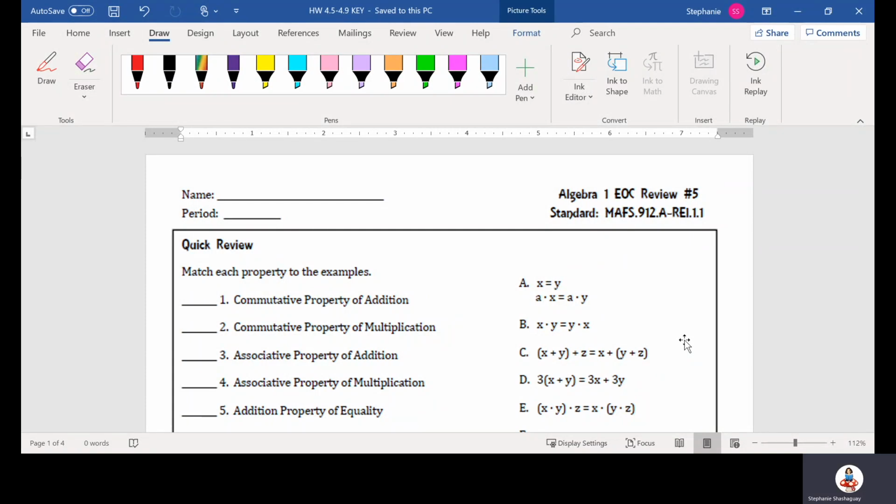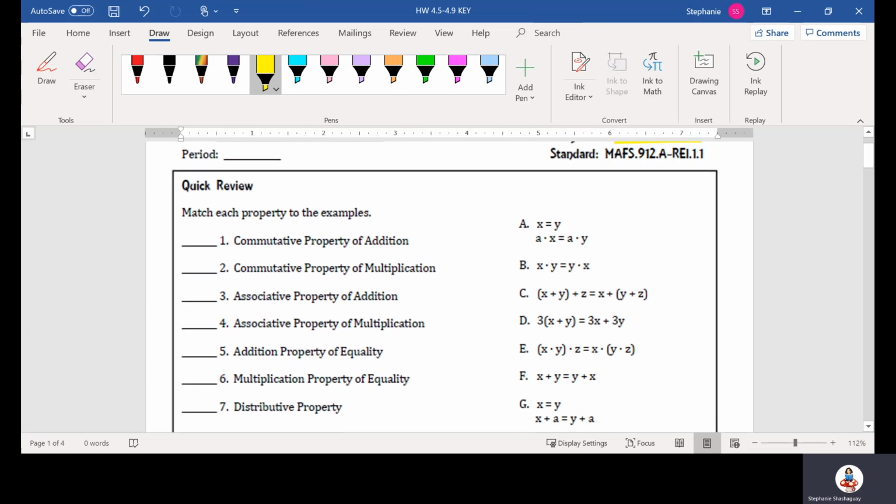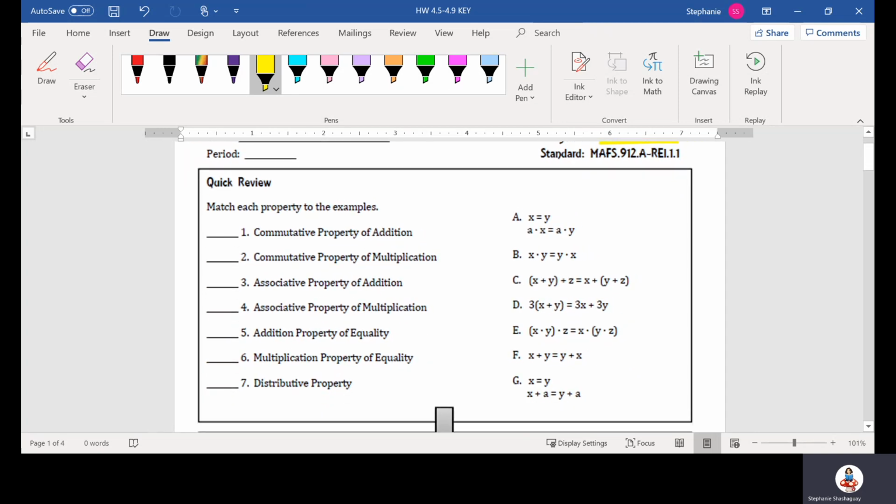All right, today we're going to go over our homework EOC review number 5, just talking about our properties. So match each property to the examples. Number 1, we have the commutative property of addition. Since I'm looking for addition, I'm going to look at my answer choices here, A, B, C, D, E, F, and G, and I see that F has the commutative property of addition.